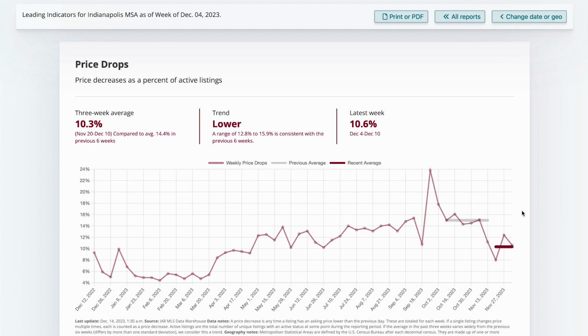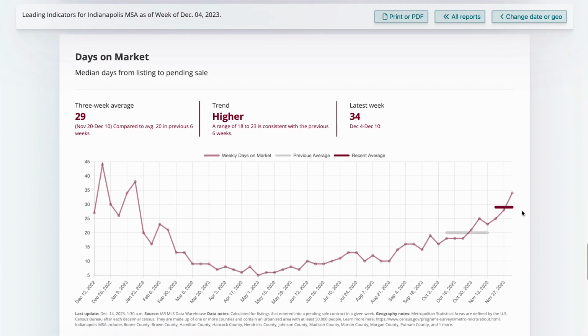Price drops are calculated as price decreases divided by active listings. So if one house reduces its price 3 times in a week, that would be 3 price decreases. This tends to be higher in the summer and is declining recently as we head into the winter. And finally, days on market is a pretty normal stat we are all used to. We calculate this as the days from listing to pending.